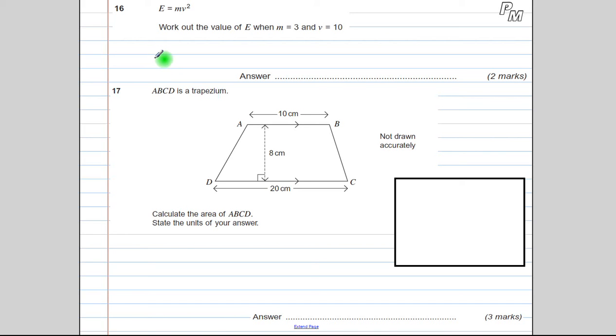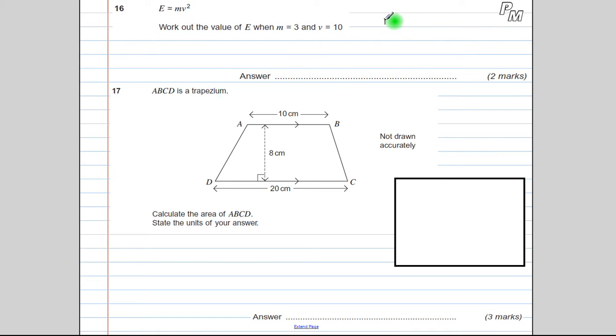Question 16. E equals mv squared. Work out the value of E when m equals 3 and v equals 10. Talk about a little bit of algebra before we start. mv squared really means m multiplied by v squared. It's algebra, so we haven't written the multiplication sign in here.